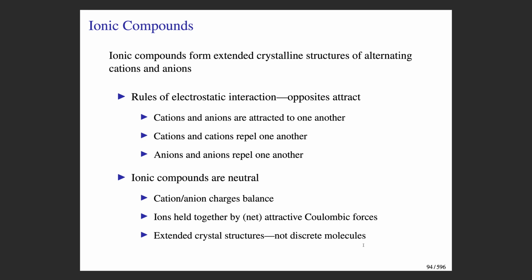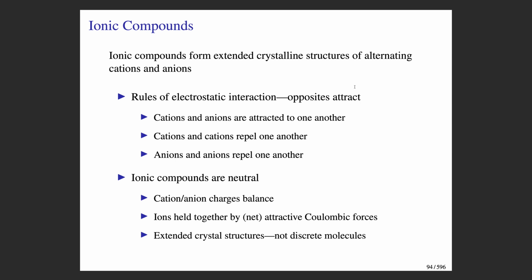For now, let's talk a little bit more about ionic compounds. Unlike molecular compounds, which form small definite groupings of atoms called molecules, ionic compounds consist of extended crystalline structures where you have cations and anions alternating in an extended structure that just goes on and on and repeats itself. And so the bonding within ionic compounds is based on electrostatic interactions between the cations and the anions.